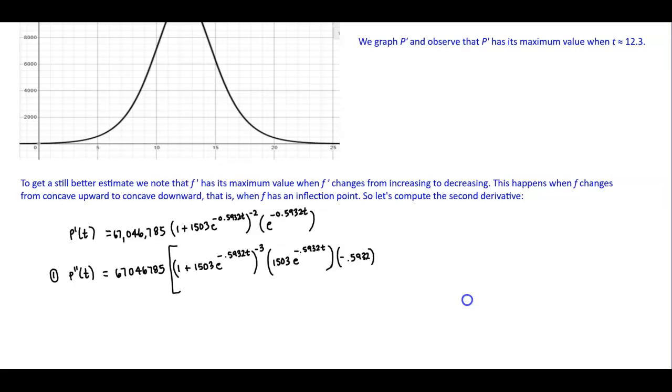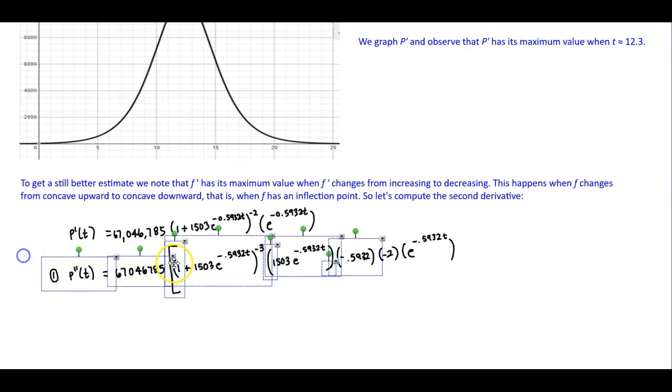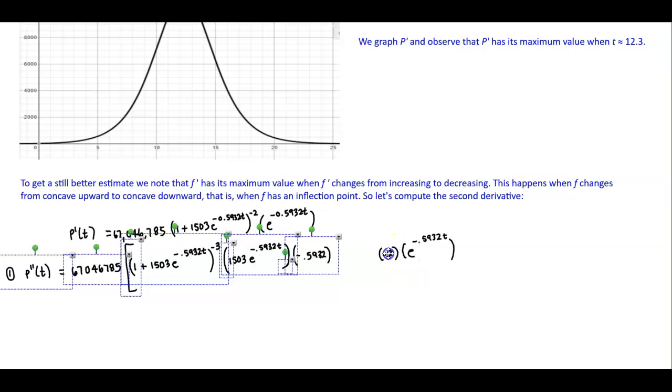So here we found the derivative of what's inside, and then now we need to multiply it by the negative 2. So we're going to multiply that by negative 2 times e to the negative 0.5932t. And let me bring this over just a little bit more.